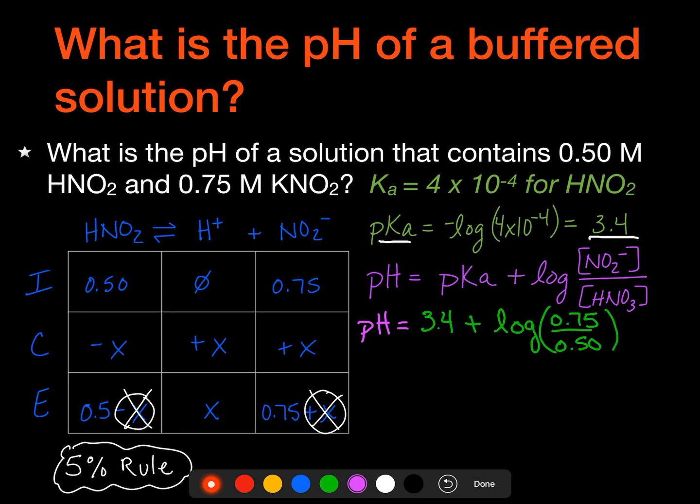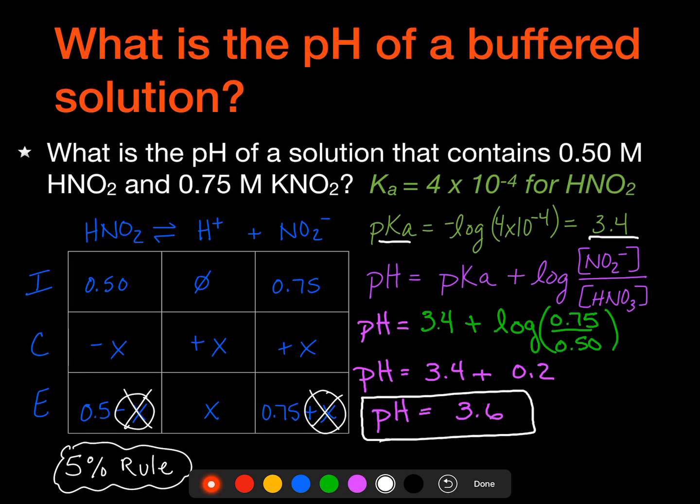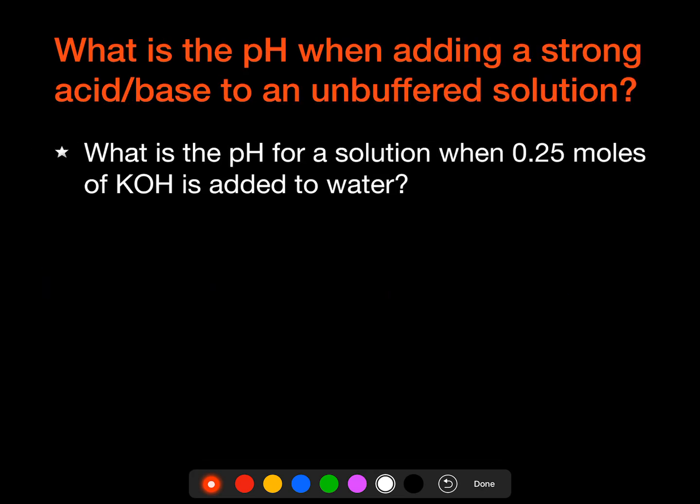Okay, so pH in this case is going to be equal to 3.4 plus, and when I took the log of this value already, I got 0.2, and so when I add those up, our pH is equal to 3.6. And so you'll notice that we use two different methods to do the same thing and get the same value for pH. So those are two different possible ways that you can do that.